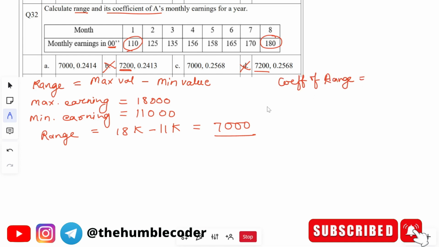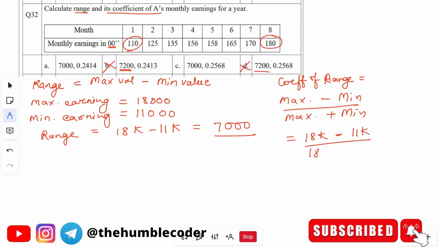Coefficient of range, what you can do is max value minus minimum value divided by max value plus minimum value. Okay, hope you understood how to find the coefficient. So maximum value that we have already seen is 18k, right? Minimum value we have already seen is 11k. In the same way, at the bottom also we will write the same thing, 18k plus 11k.